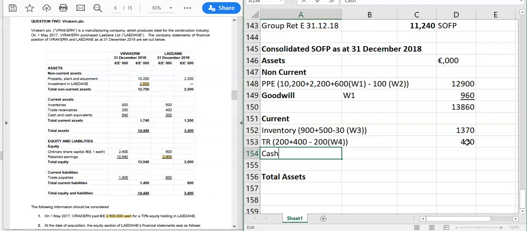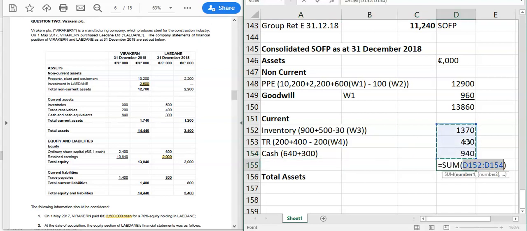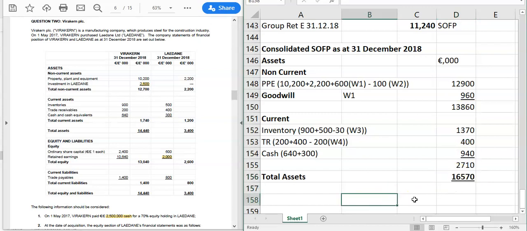And finally then cash, some people just slot it in. It's just parent plus sub, 640 plus 300. No other adjustment to cash, it's 940. So your total current assets then are 2710, and your total assets are current and non-current. 16,570 of a balance.